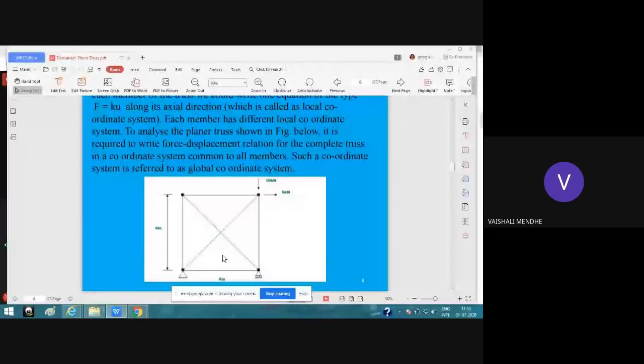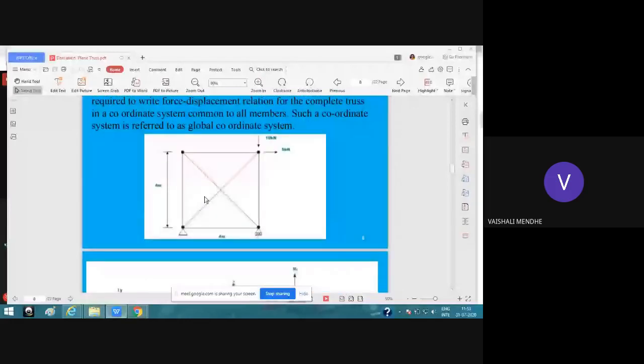But for this structure, the global coordinate system will be common. Your global x will be horizontal and global y will be vertical, because this is a planar structure. So x will be horizontal and y will be vertical, which is called the global. Now, if you consider any member from this figure, we can show the local coordinate system and the global coordinate system.